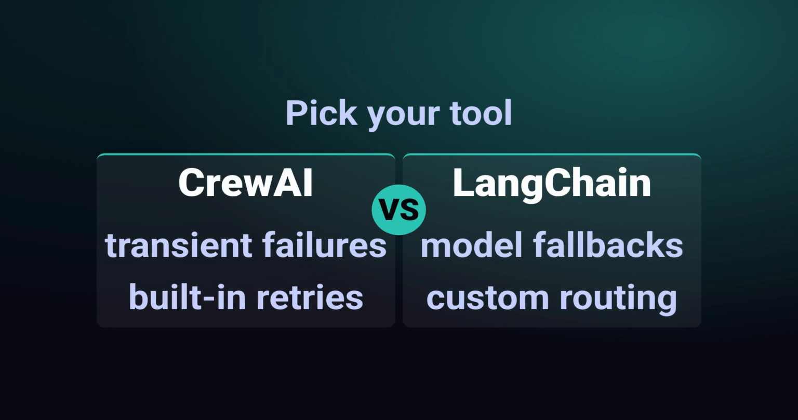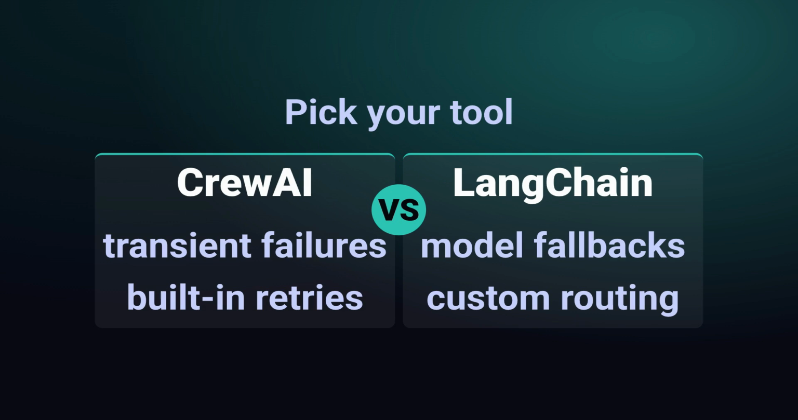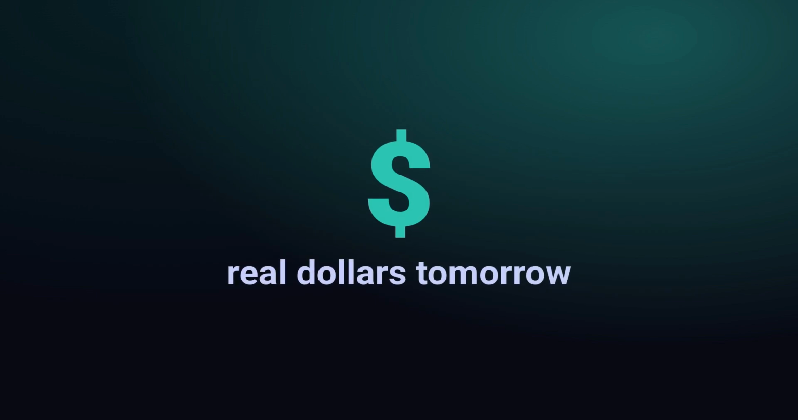That's the fault tolerance picture, but resilience is only half the battle. An agent that recovers but bleeds money on every retry is its own kind of failure. Tomorrow I'm breaking down the exact cost per run comparison of these same two frameworks under failure load with the real dollar numbers.